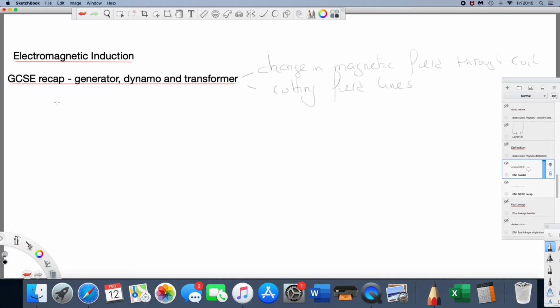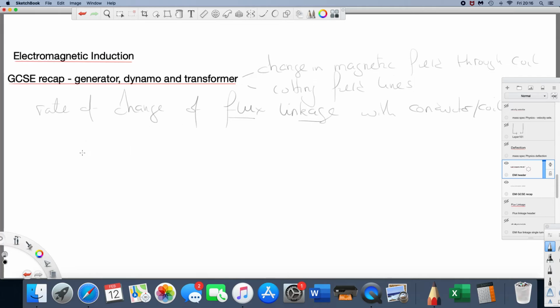we now need to talk about this in terms of the rate of change of flux linkage with our conductor or coil. So that means we have to define what we mean by flux linkage.